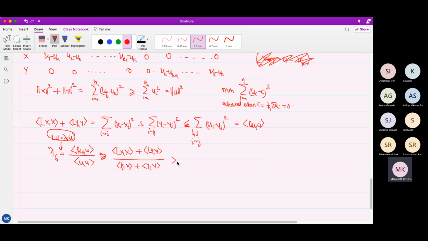Now the point is we'll use the bound. It is either bigger than Lxx over norm x square, the minimum of the two things.